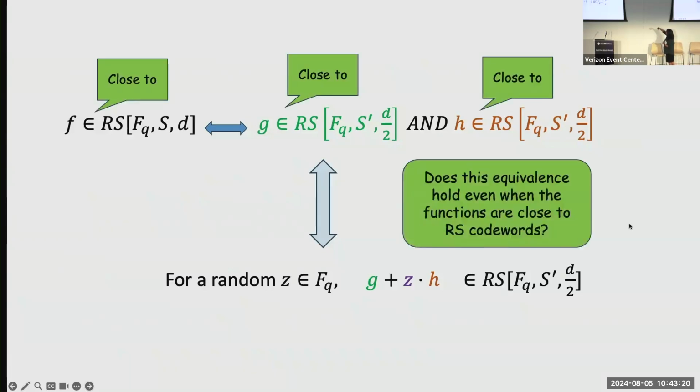But what we really care about is, does this equivalence also hold in the robust sense? Is it true that if g and h are close to Reed-Solomon codes, then g plus z times h is close to a Reed-Solomon code and vice versa? For instance, does the farness preserving property hold for g and h with f prime? So is it true that g and h are close to Reed-Solomon codes if and only if g plus z h is close to a Reed-Solomon code? And this is the question we want to focus on.